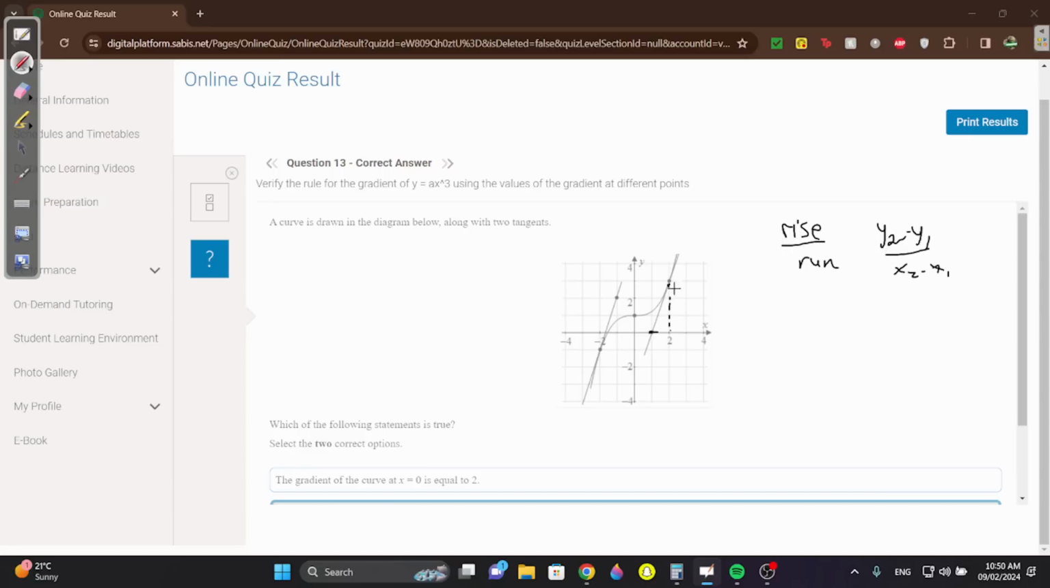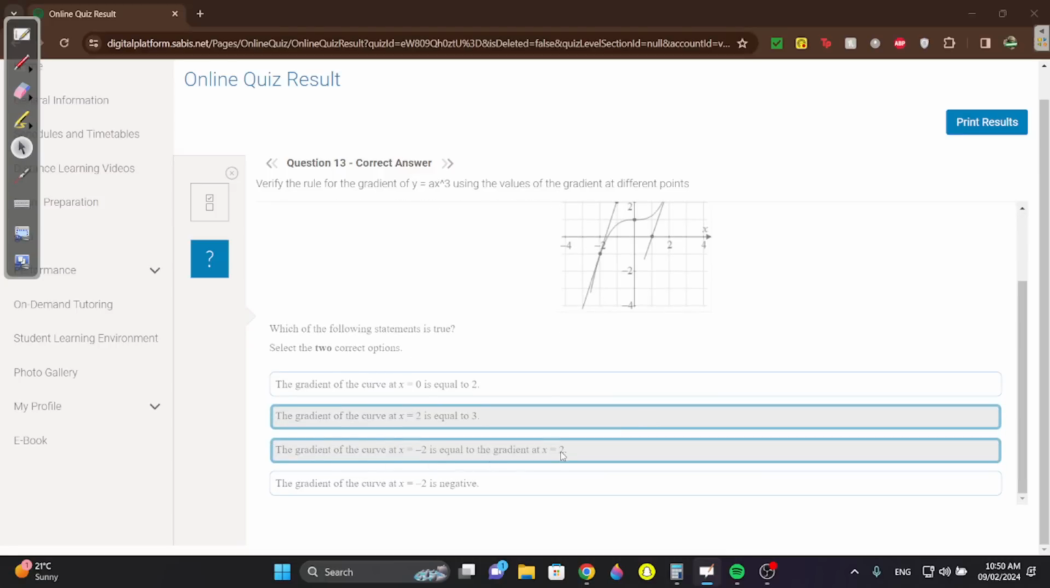It's rising by 3, and it's running 1, which is 3 over 1, which is 3. This is originally how the slope is, by the way, rise over run. But as a formula, rise over run is y2 minus y1 over x2 minus x1. y2 is over here at 3, minus y1, which is over here at 0, over x2, which is over here at 2, minus x1, which is over here at 1. You get 3 over 1, which is 3. So use it both ways. They don't matter. It's the same thing.